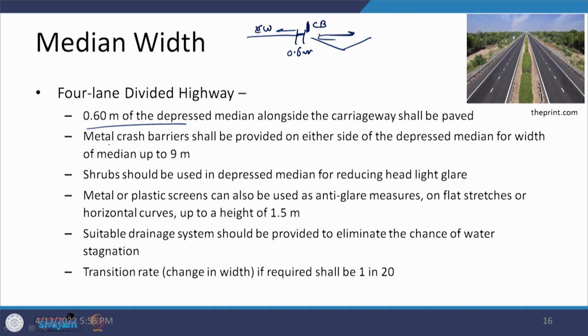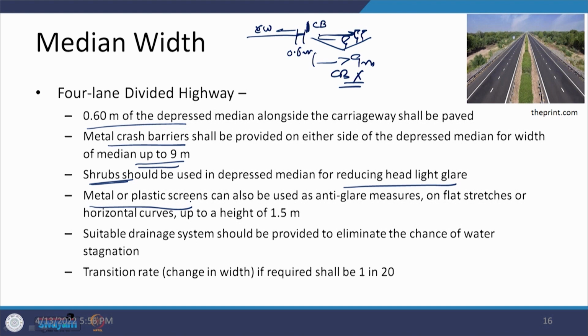Another thing it says is that metal crash barriers should be provided on either side of the depressed median for a median width of up to 9 meters. So, if this is more than 9 meters, then a crash barrier is not required. It becomes wide enough that if, due to any error, a vehicle goes into the median, it is not going to hit the vehicles on the other side. Shrubs should be used in the depressed median. So, we should go for a sort of plantation, and that helps in reducing the headlight glare. The other way of doing it is to use metal or plastic screens. They are also anti-glare materials.